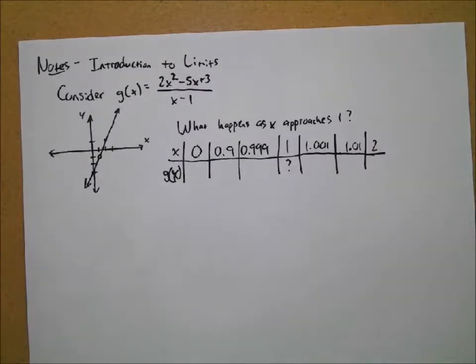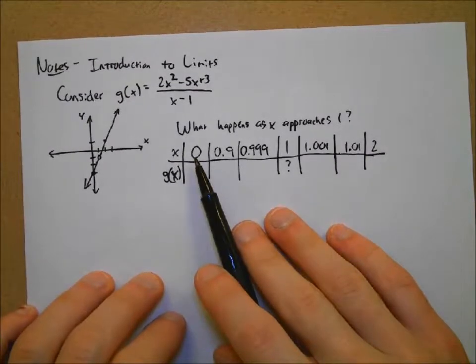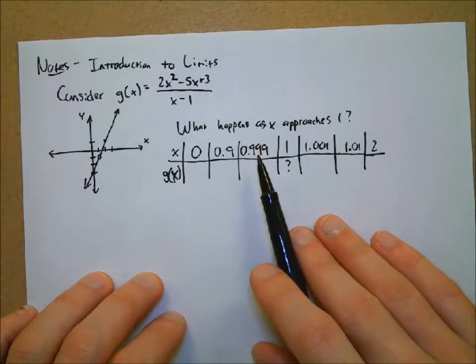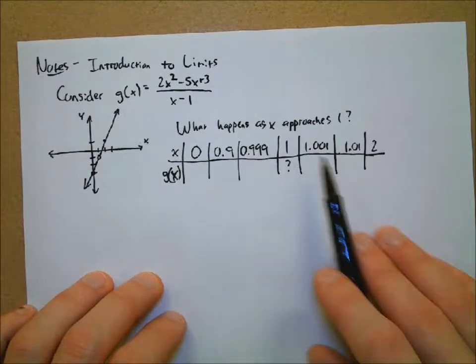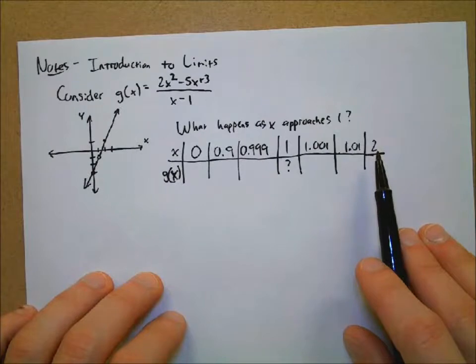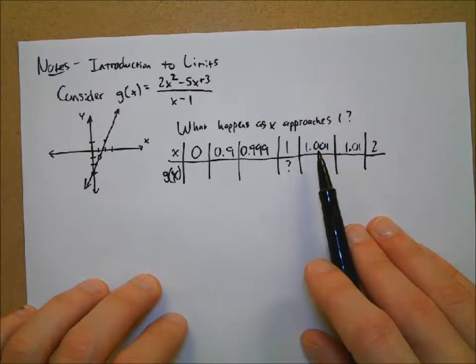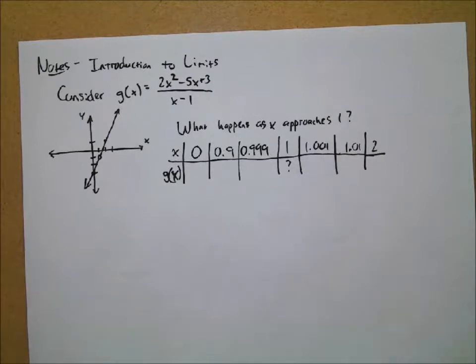Okay, so bless you. Again, we start further from 1, we start at 0, then we get really close, 0.9, then we get really close, 0.999. And then we start far away at 2, we get a little bit closer, 1.01, and we get really close at 1.001, right? So we want to evaluate these x values into our function. There's 6 x values we're going to evaluate here, okay? So I suggest you use your table in the graphing calculator.